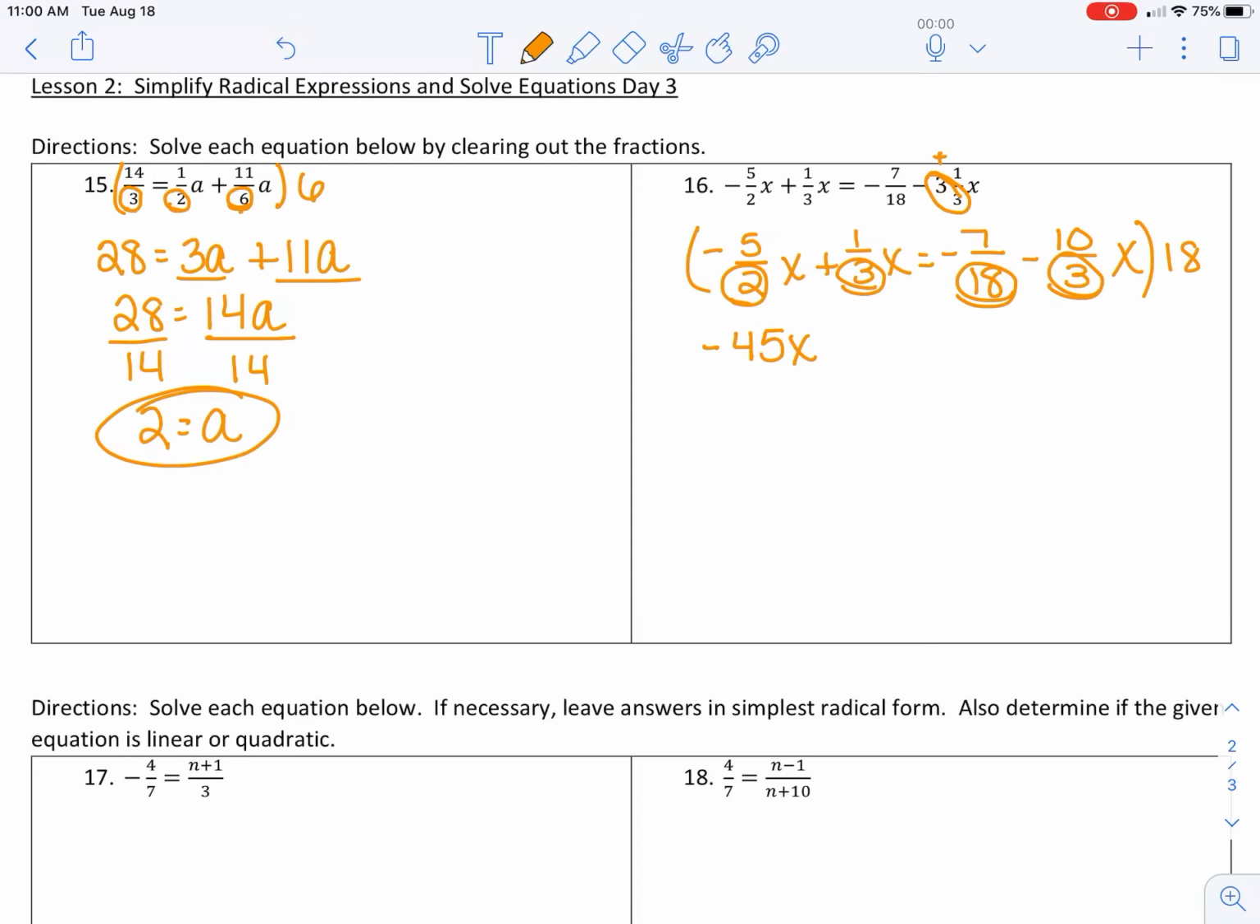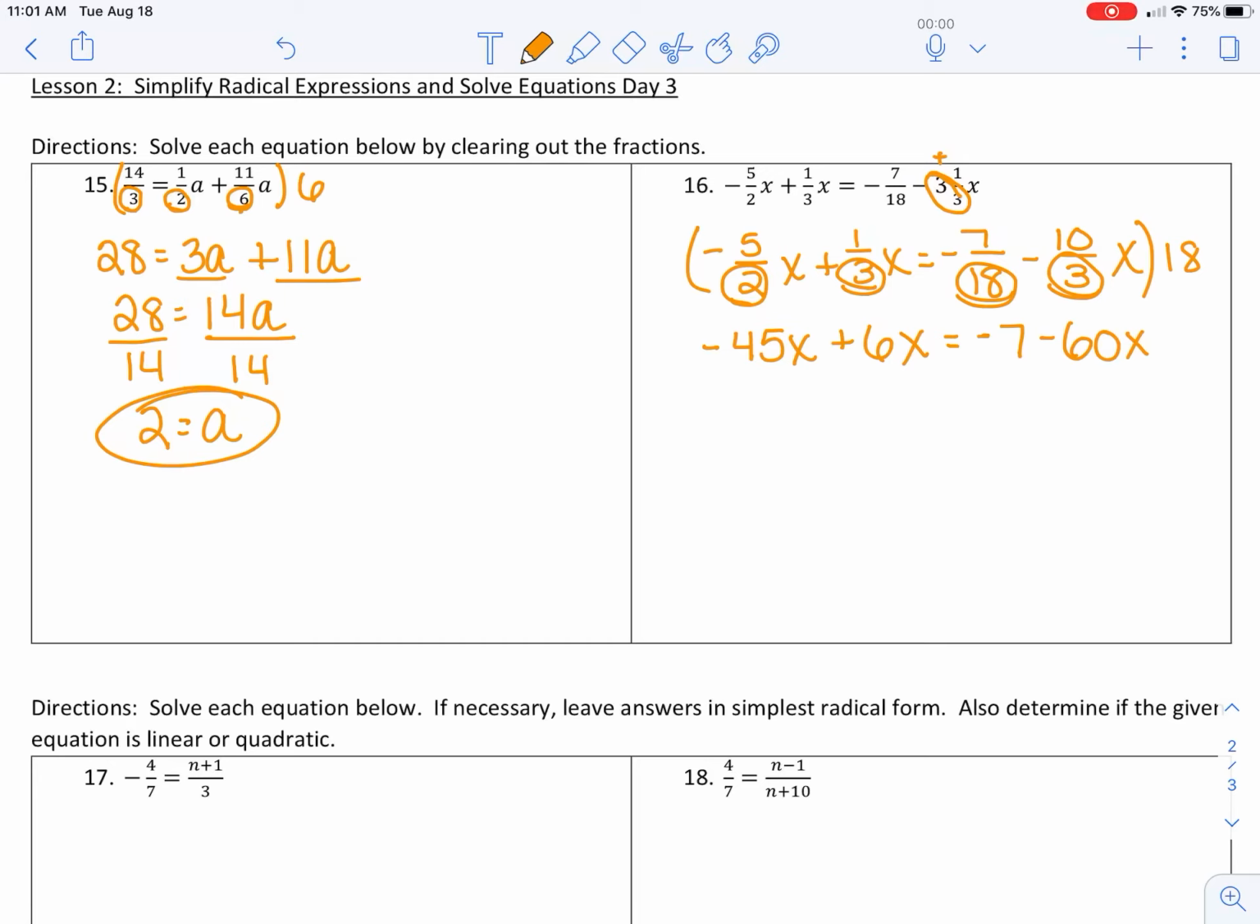1/3 times 18 is going to give us 6x. And that's going to be equal to, if we take -7 over 18 times 18, that's going to give us -7. And then -10/3 x times 18 gives us -60x. Okay, this looks like an equation that we would much rather work with than all of those fractions.